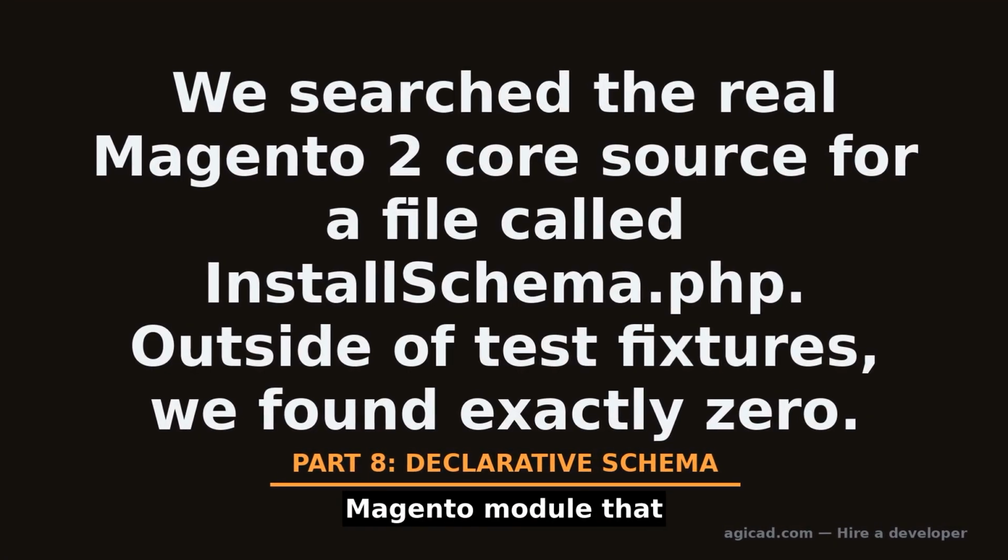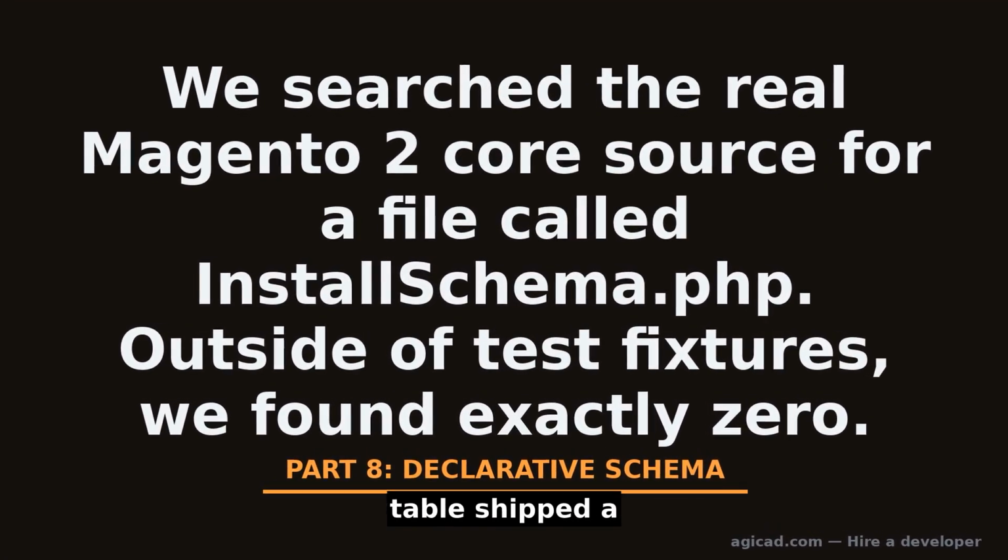For years, every Magento module that needed a database table shipped a PHP file called Install Schema, full of imperative calls like create table and add column, run once and never touched again. Today we cloned the real Magento 2.4.9 source and searched it.